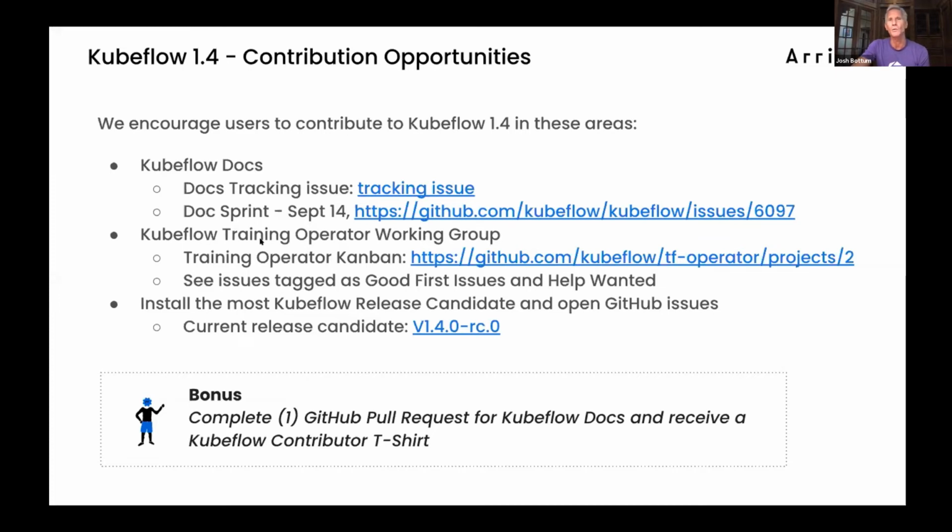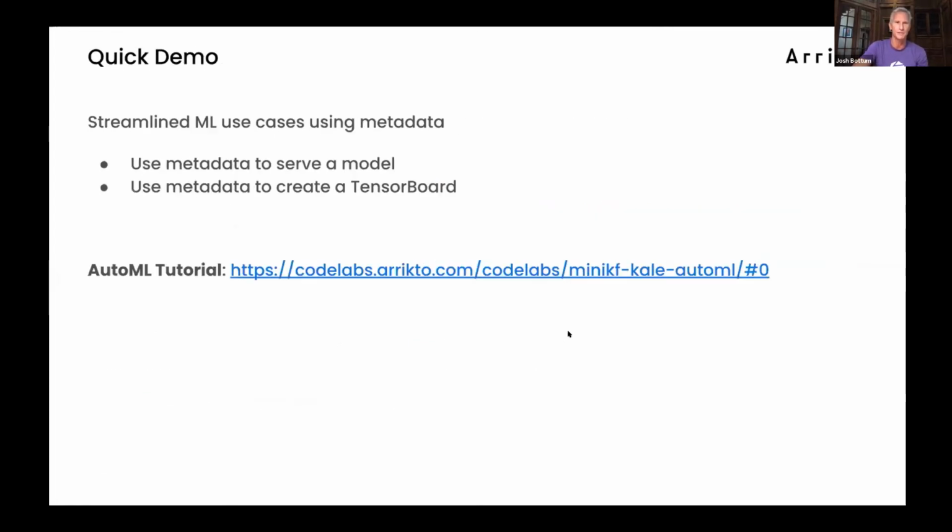And along with this, if you're also looking for other places to contribute, you can look at the Training Operator Working Group Kanban board. It has things that are listed as good first issues or help wanted, or you can just install the current release candidate and open GitHub issues against that. I'm going to jump to a quick demo.